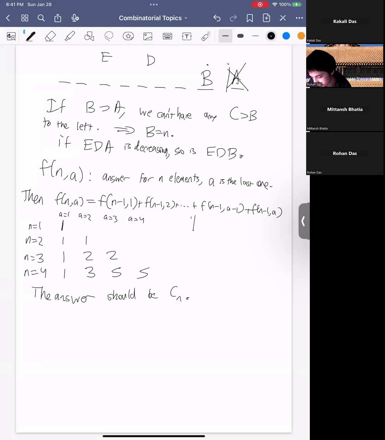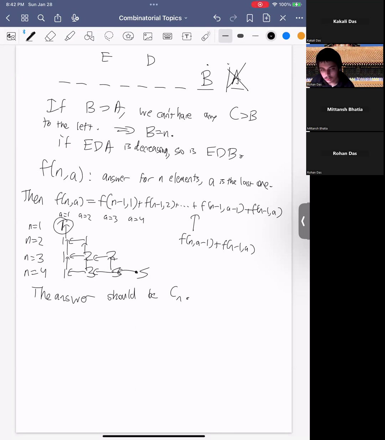Specifically, we can start by rewriting this as f of n, a minus 1 plus f of n minus 1, a, which follows by taking this term out of the sum and applying the equation on a minus 1. So this is a sum of this and this, but the up direction is not in the grid, so it's not included. 5 is now the sum of 3 and 2, 3 is the sum of 1 and 2, etc. 1 is the sum of 1, and then we can keep drawing this in.